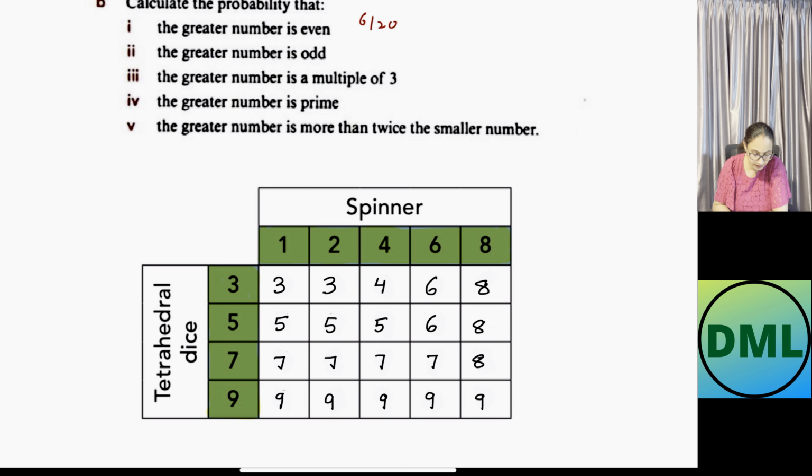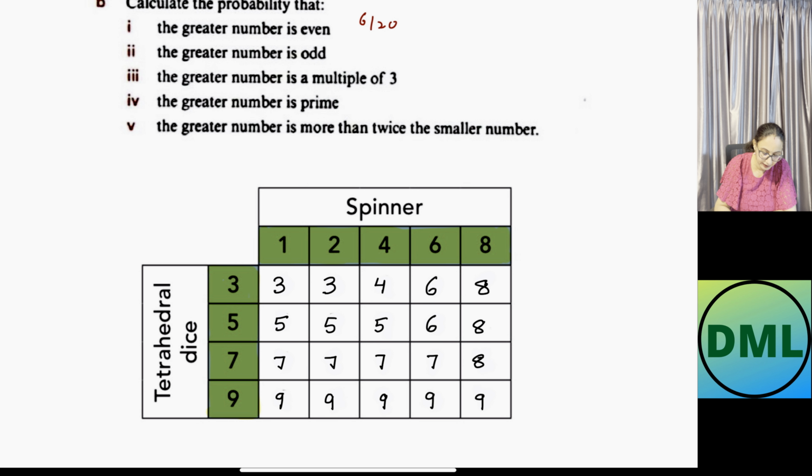Let's see the second question here. The greater number is odd. My greater number should be odd. Let's count all the odd numbers here. Odd numbers are 1, 2, 3, 4, 5, 6, 7, 8, 9, 10, 11, 12, 13, 14. That is my odd numbers.